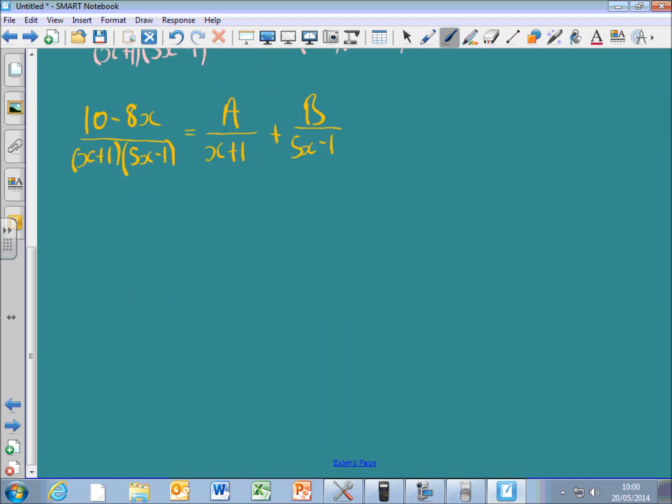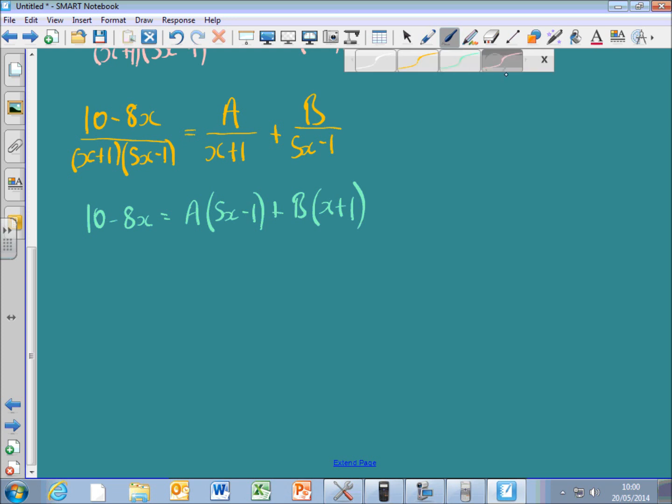Okay. So what I'm going to do is multiply both sides by the denominator on the left-hand side, and that's going to give me 10 minus 8x. Now when I multiply by x plus 1, 5x minus 1, the x plus 1s are going to cancel on the first term. So I'm going to get a lots of 5x minus 1. And then the 5x minus 1 term is going to cancel on this one, and I get b times x plus 1 here when I multiply across. And now I'm just going to equate coefficients. In fact, I'm going to use substitution.